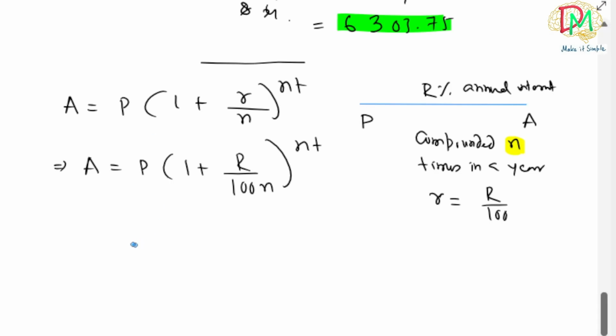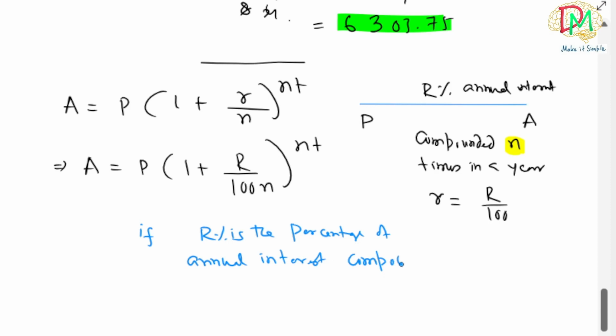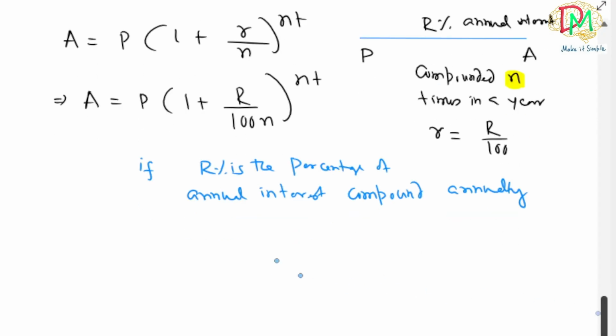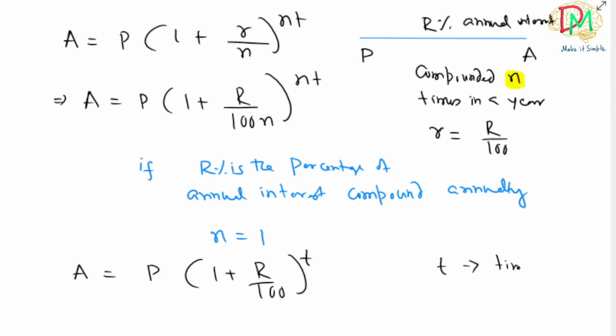Now if r is the percentage of annual interest rate compounded annually, in this case we can write A is equal to P into (1 plus r by 100) to the power T, where T is equal to time, or the number of years.